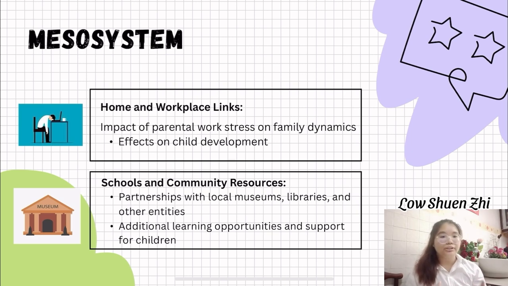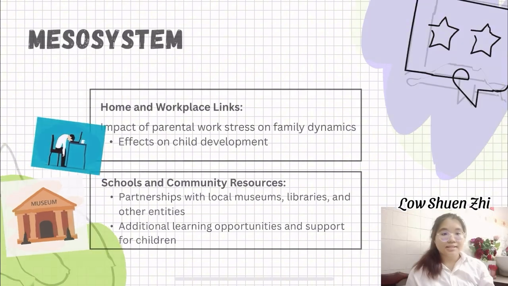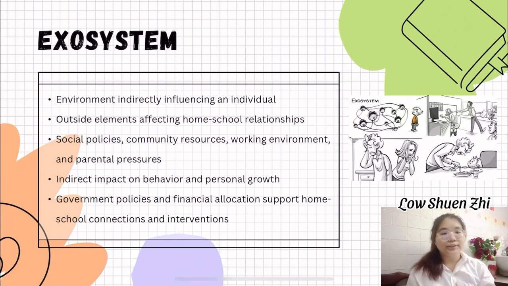Further, in the relationship between schools and community resources, schools can partner with local museums, libraries, and other entities to provide additional learning opportunities and help for children. Next is the exosystem. An exosystem is an environment that an individual indirectly influences. That is, environmental elements that have a significant impact on individual development even when the individual is not actively involved in them.